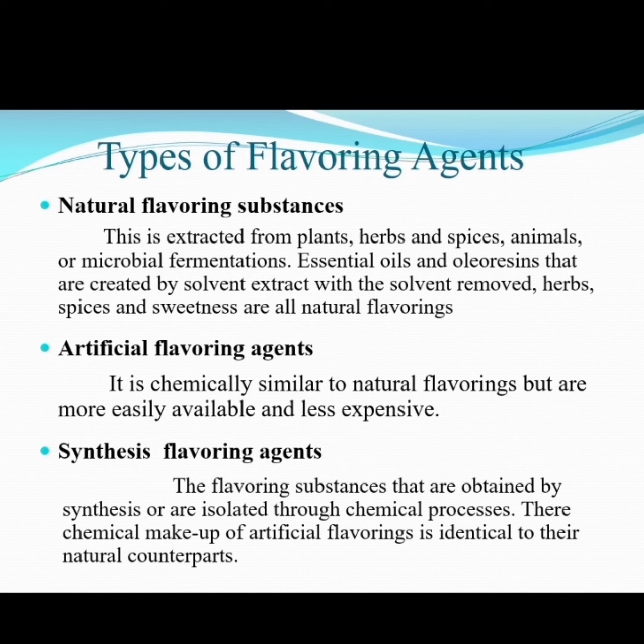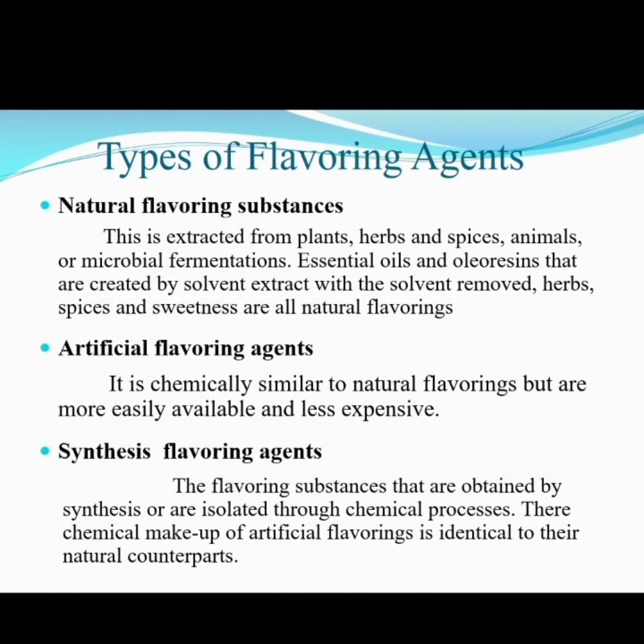Types of flavoring agents: natural flavoring substances, artificial flavoring substances, and synthetic flavoring substances. First, natural flavoring substances. These are flavors extracted from plants, herbs, spices, animal sources, or microbial fermentation, essential oils, and those created by solvent extraction with the solvent removed. Herbs, spices, and sweeteners are all natural flavorings.